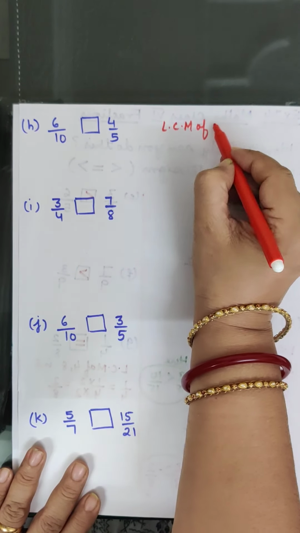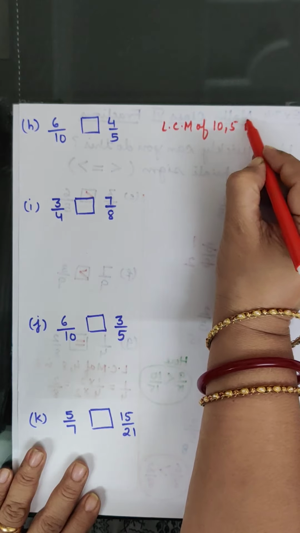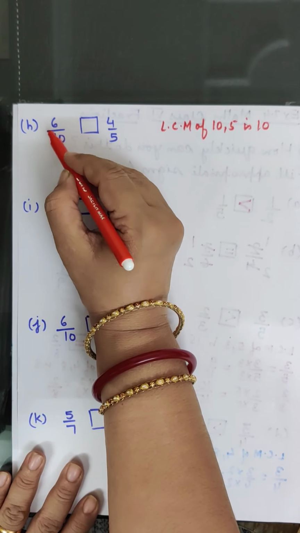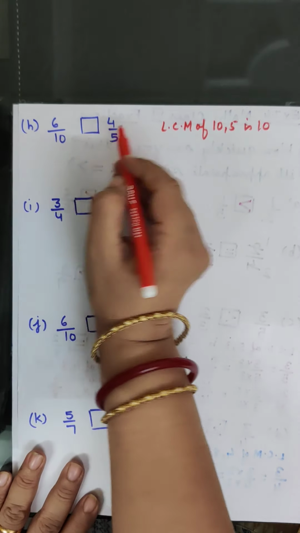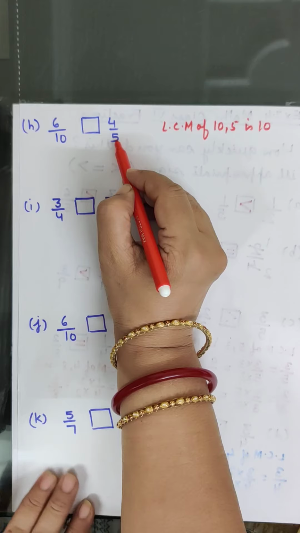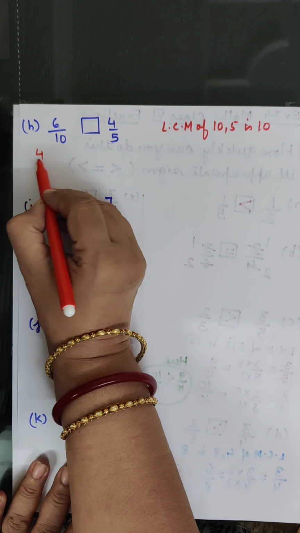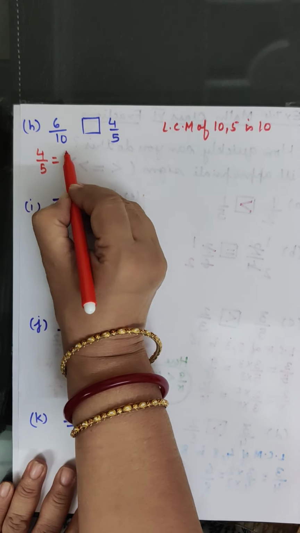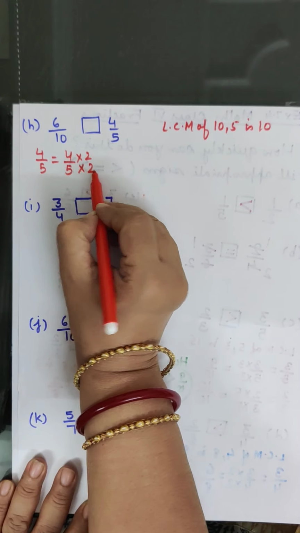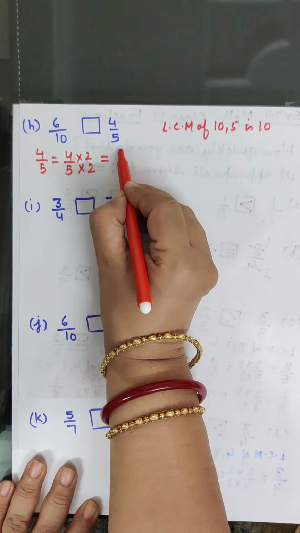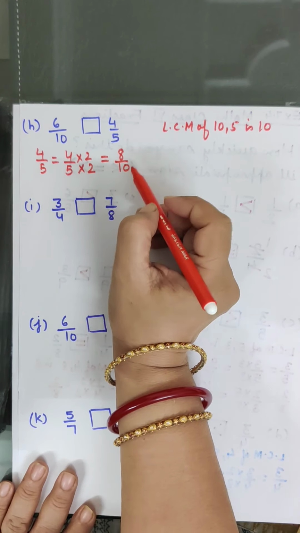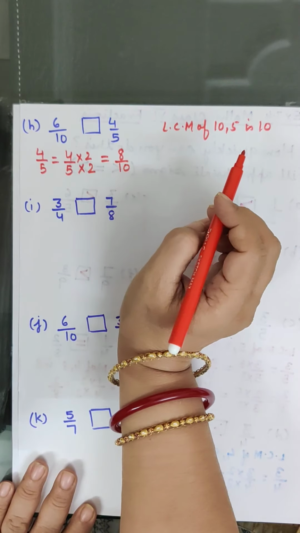LCM of 10 and 5 is 10. ठीक है. So 6 upon 10 will remain as it is because denominator is 10. You convert this 4 upon 5 in such a way that the denominator becomes 10. So 4 upon 5 we can write this as 4 upon 5 into 2 into 2. So 4 into 2 is 8 and 5 into 2 is 10. So what do you have? 6 upon 10 and 8 upon 10.